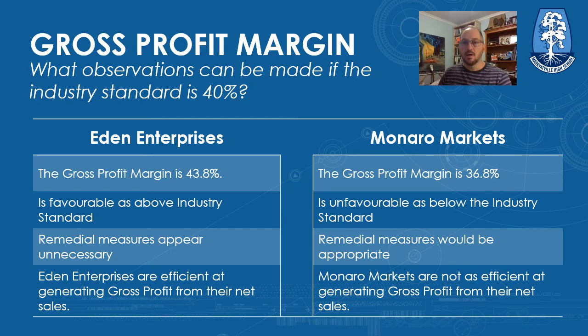Monaro Markets, on the other hand, has a gross profit margin of 36.8%. That's below the industry standard and therefore considered unfavourable. We would say that remedial measures would be appropriate, as Monaro Markets are not as efficient at generating gross profit from their net sales, at least compared to Eden Enterprises or even the industry standard.